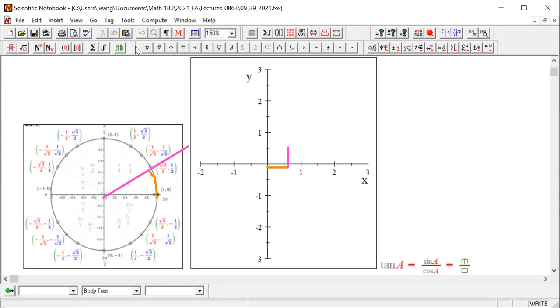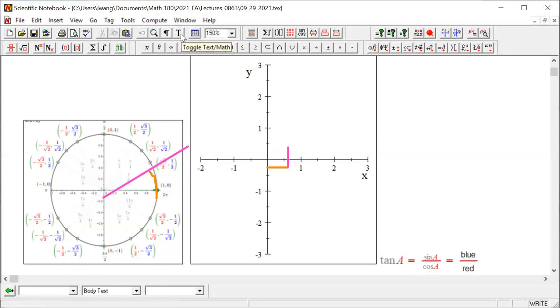So it's going to be the blue number divided by the red number. Does everybody see that? Does everybody follow me? Are you awake? Yes. All right, so let's do it.